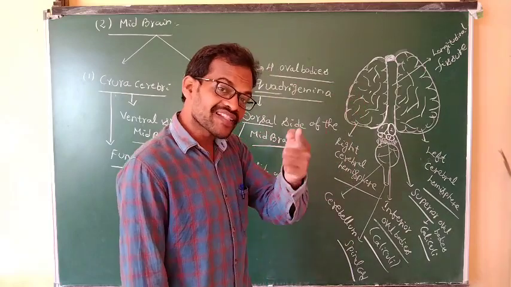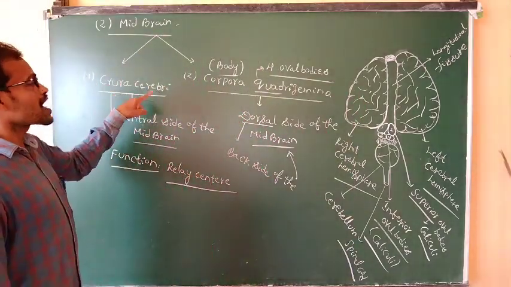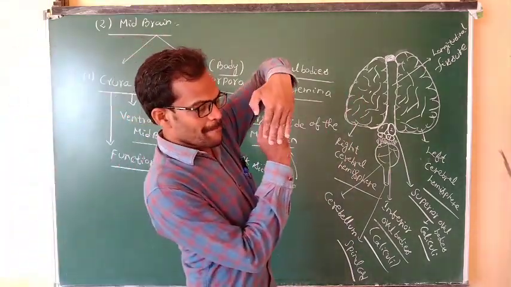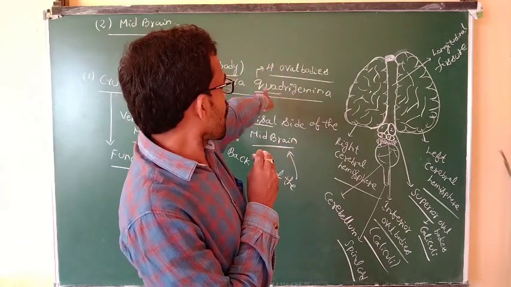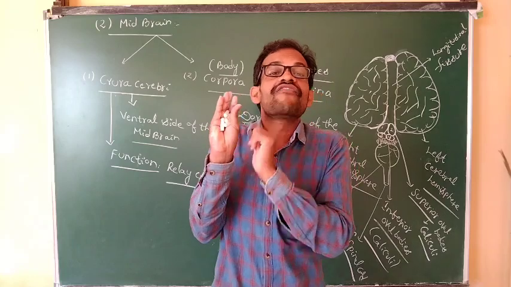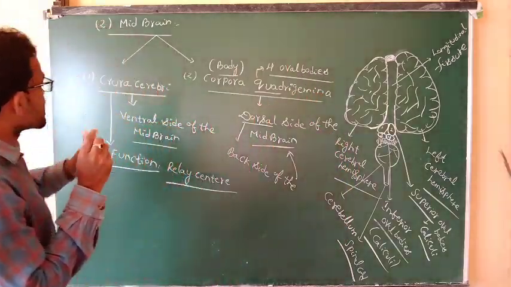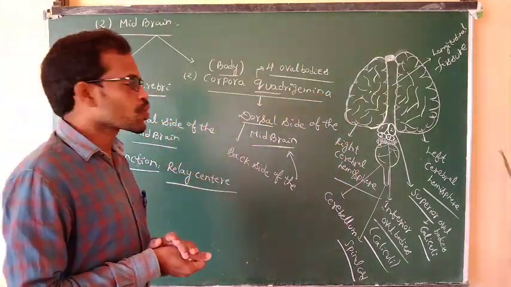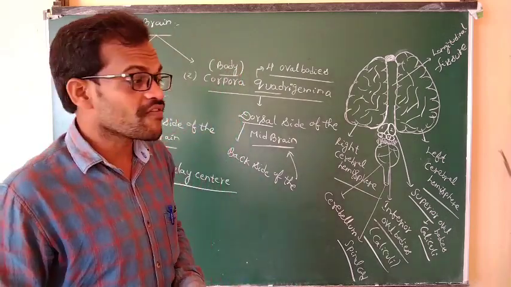The ventral side consists of the crura cerebri. The back side consists of the corpora quadrigemina. Ventral side means the front side. It contains the crura cerebri.